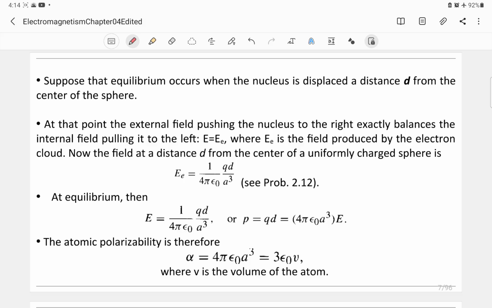By Gauss's law, and if you look back to problem 2.12, you would be able to calculate that the electric field due to the electron cloud is just equal to this. You can solve it by Gauss's law. So you can review the lectures on Gauss's law and be able to calculate that electric field.